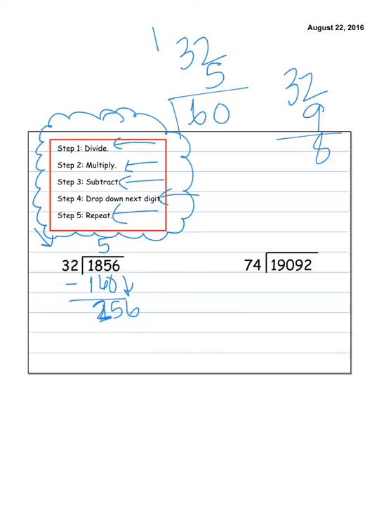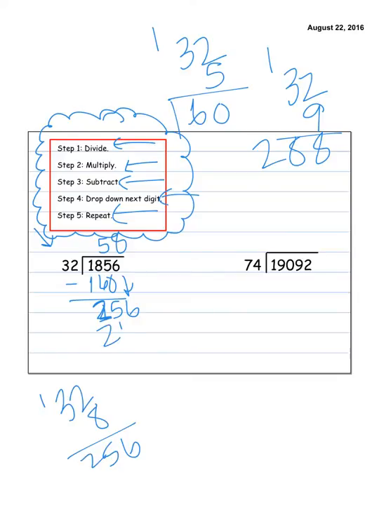9 times 2 is 18. 9 times 3 is 27. 28, that's too much. So I'm guessing it's 8. 8 times 32. 8 times 2 is 16. 8 times 3 is 24, plus 1 is 25. So 256. And then we have 0. Okay, and then last one. Try this one on your own and then come back and check your answer.